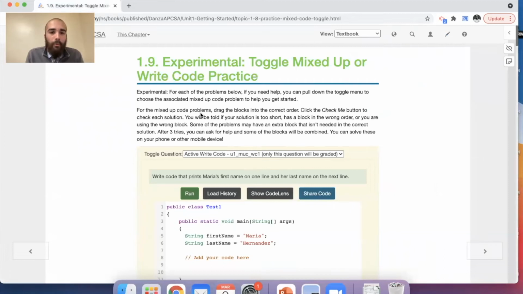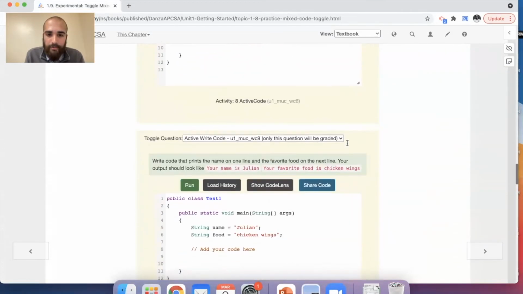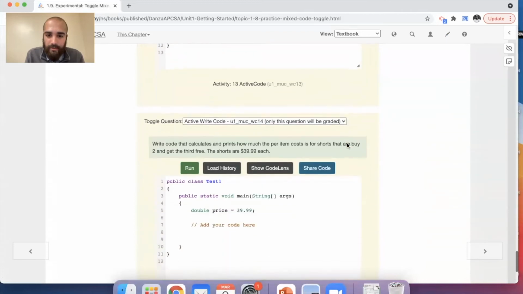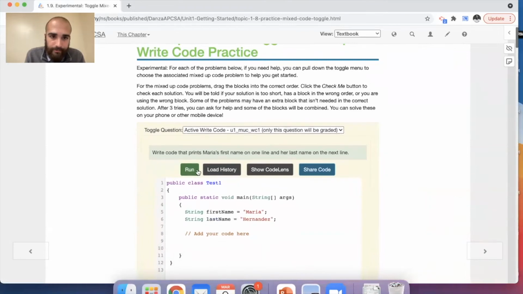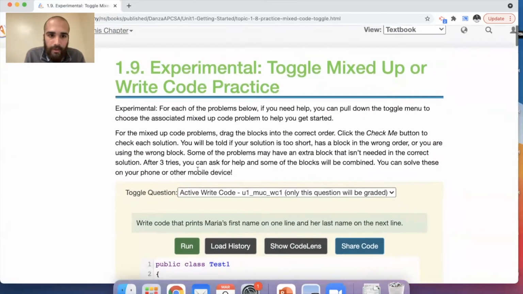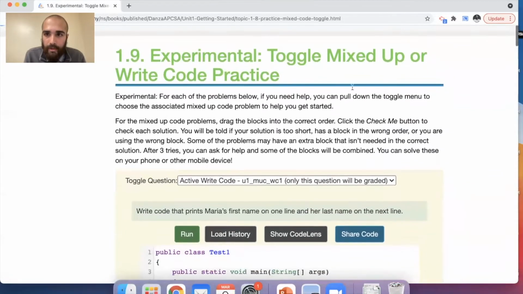All right, this is 1.9 experimental, and it says toggle mixed up or write code practice. It looks like all of these include writing code. I don't see any of the other ones. So let's see what these look like. All right, so it says experimental. For each of the problems below, if you need help, you can pull down the toggle menu.